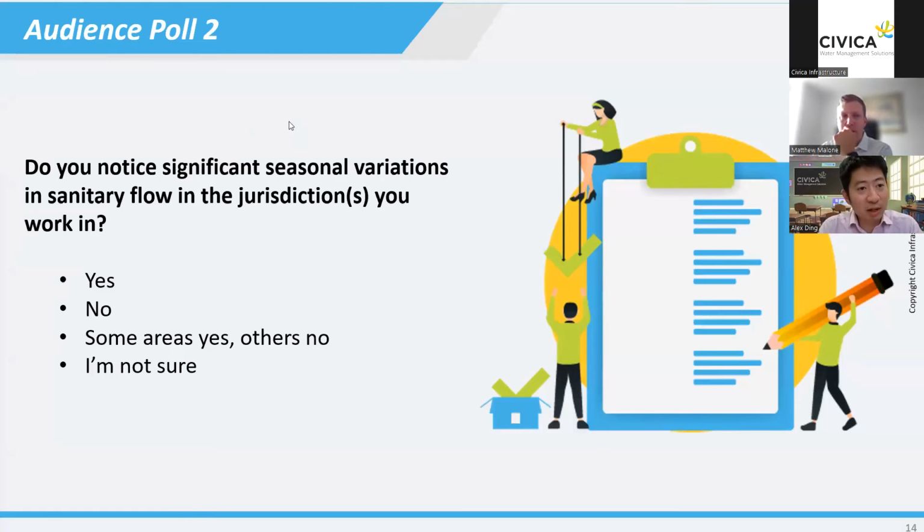Next slide. Okay, here is another poll. We would like to ask this question: do you notice significant seasonal variation in your sanitary flow in the jurisdiction you work in? It could be from your flow monitoring data, or if you're working in operations, it could be feedback from the operations staff. They may notice there's more flow just by popping up the manhole lid and seeing that in springtime there's more flow, versus summertime, it seems to be a little bit dry, or whenever it's raining in some places, there's elevated flow present in the sewer. So we'd just like to understand whether you notice this is a problem in your system or not.